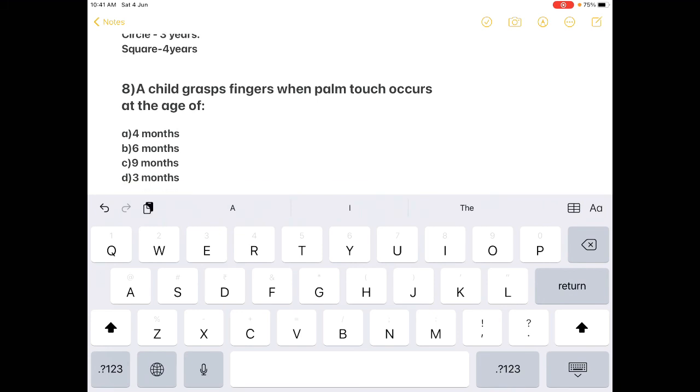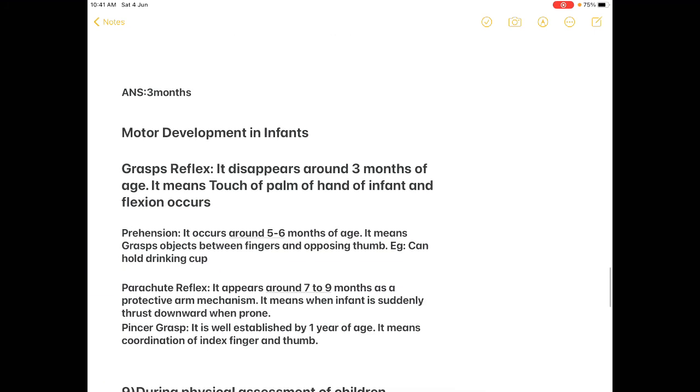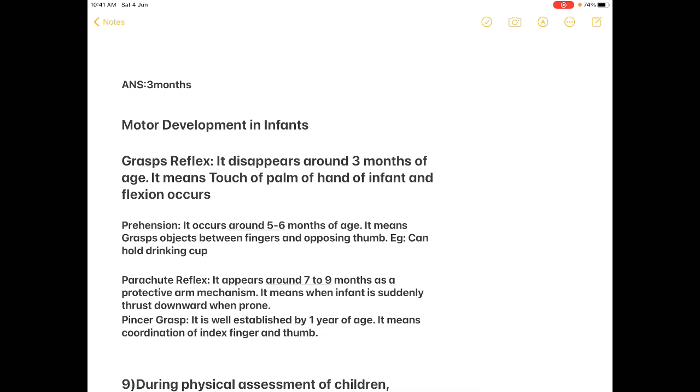A child grabs fingers when palm touch occurs at the age of: A, 4 months, B, 6 months, C, 9 months, D, 3 months. The correct answer here is D, 3 months. A child grabs fingers when palm touch occurs at the age of 3 months. This is motor development in infants, which is also a favorite of most examiners. The grasp reflex disappears around 3 months of age.